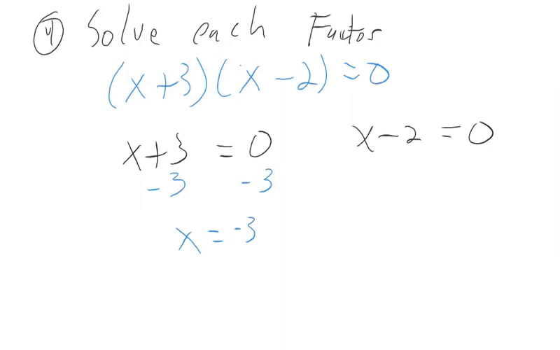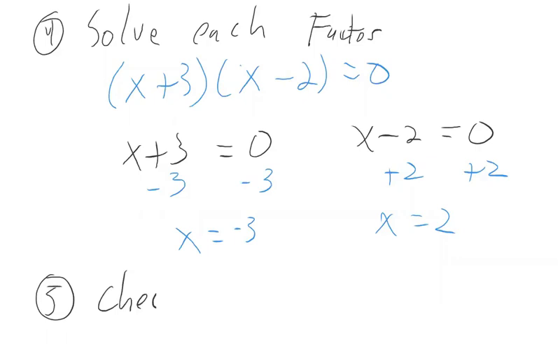Plus 2, x equals 2. And then lastly, step 5, check. You check your answer, you cannot get it wrong. So there's the 5 steps to solving by factoring, right?